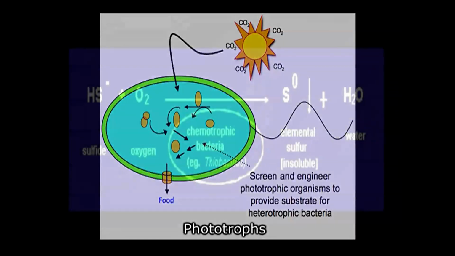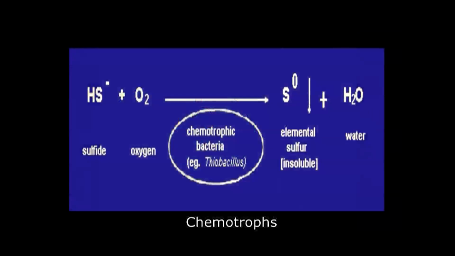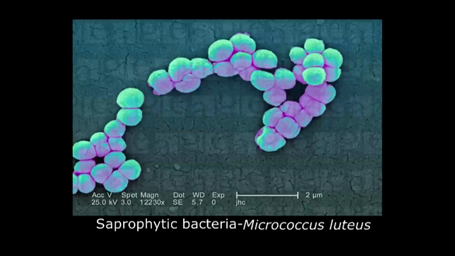According to energy source, the prokaryotic eubacteria may be phototrophs, which utilize solar energy, or chemotrophs, which utilize chemical bond energy. According to nutrition, they may be heterotrophs, that means they degrade organic matter, or they may be autotrophs. They make their food by themselves. Okay, let's talk about the heterotrophs.